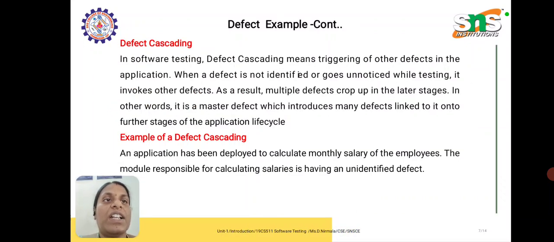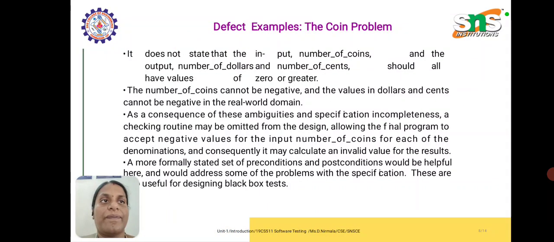in the software. Defect cascading means triggering of other defects in the application. Where a defect is not identified or goes unnoticed while testing, it invokes other defects. As a result, multiple defects crop up in the later stages. In other words, it is a master defect which introduces many defects linked to it into the future stages of the application lifecycle. Example of defect cascading: an application has been deployed to calculate the monthly salary of employees. The module responsible for calculating the salaries has an unidentified defect.